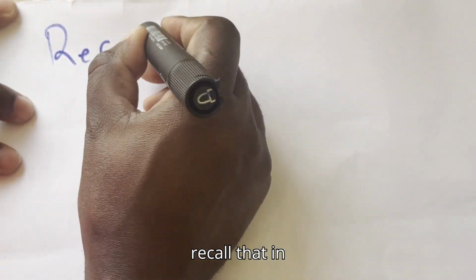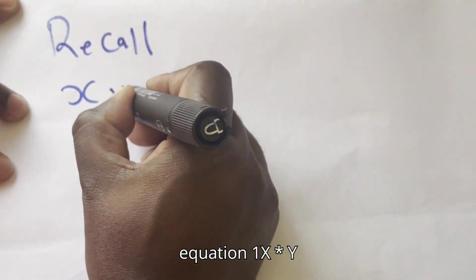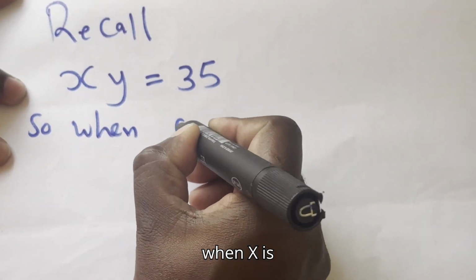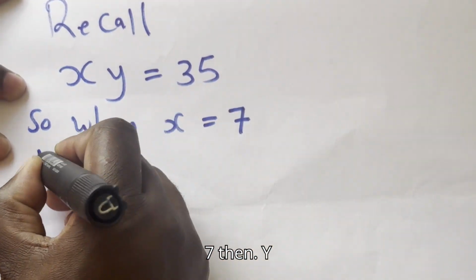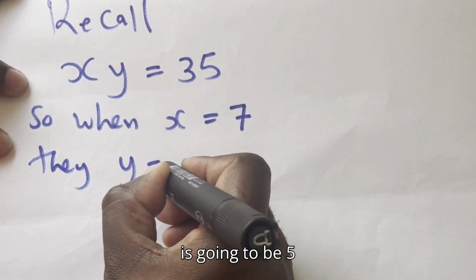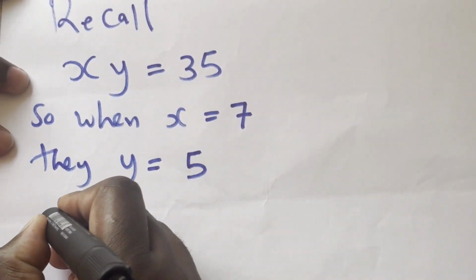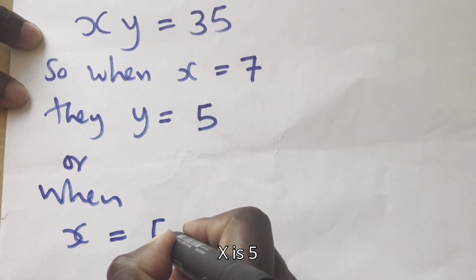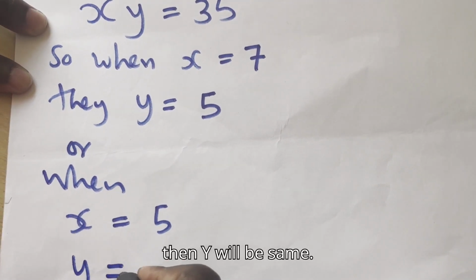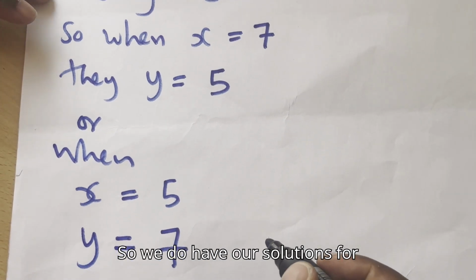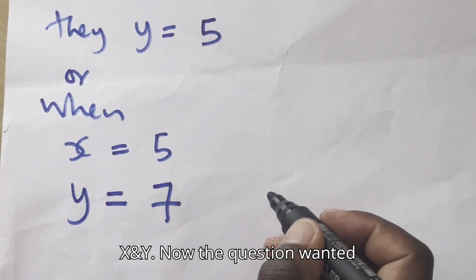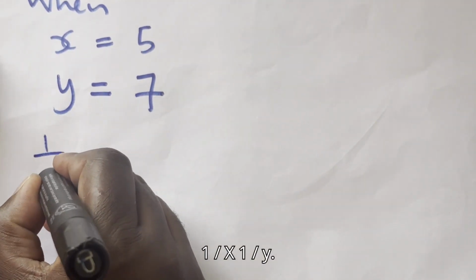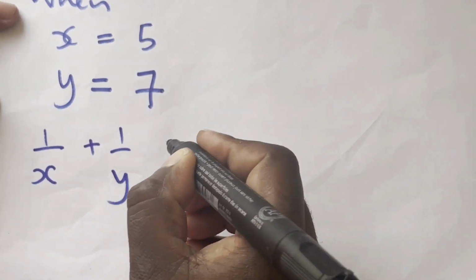Recall that in equation 1, x times y was 35. So when x is 7, then y is going to be 5, or when x is 5, then y will be 7. So we do have our solutions for x and y. Now the question wanted us to find the value of 1 over x plus 1 over y.